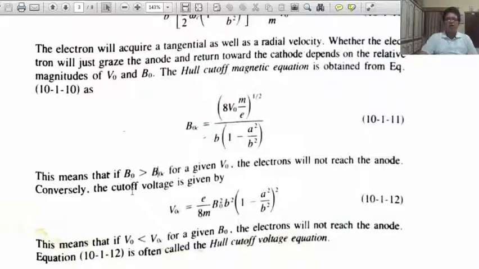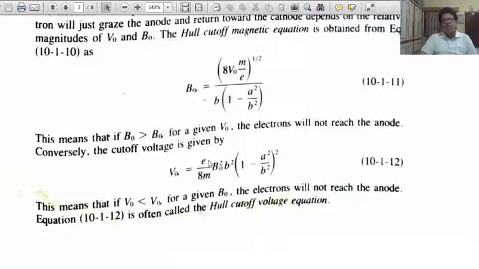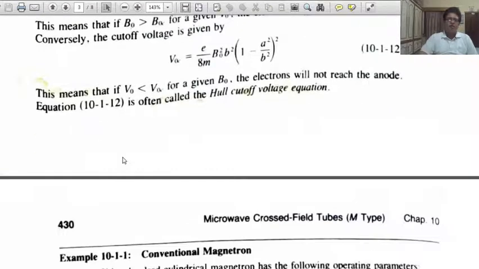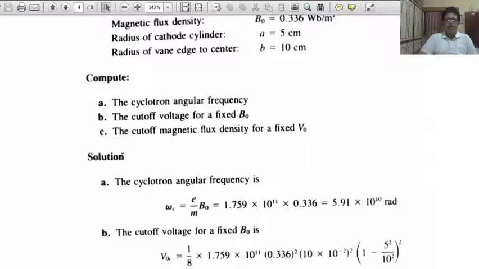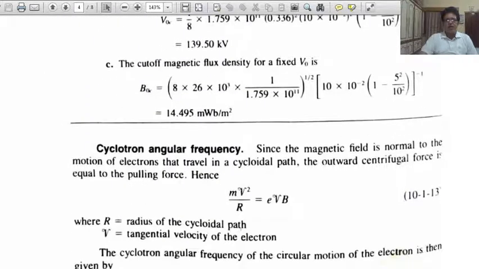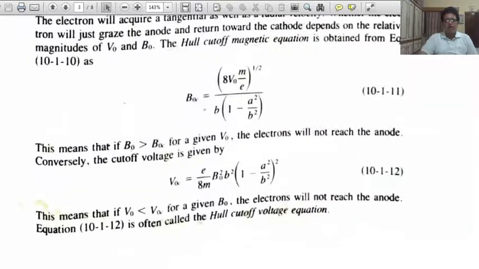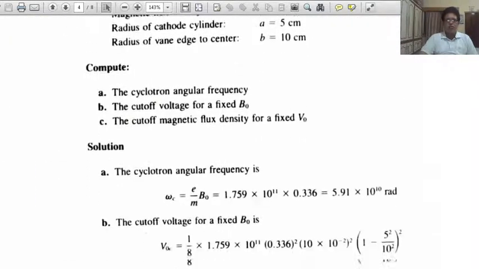Conversely, for the cutoff voltage, from here you can calculate V0. V0 equal to e upon 8m, B0 squared, small v squared, 1 minus a squared upon v squared, whole squared. This means for V0 less than V0c, for a given V0 the electrons will not reach the anode, and this equation is known as the Hull cutoff voltage equation. So we derived this equation. A numerical is given here.